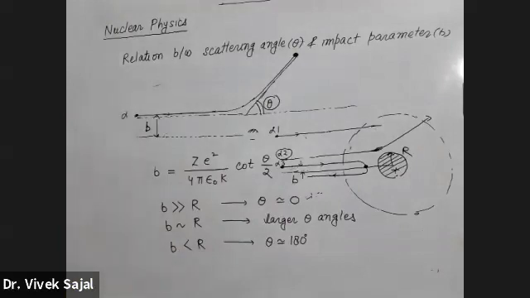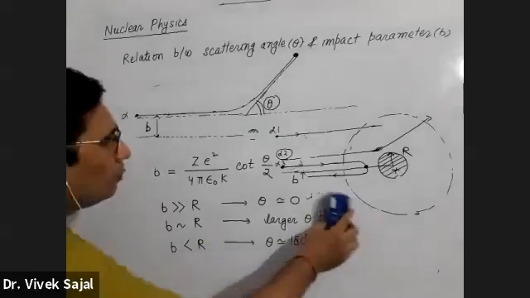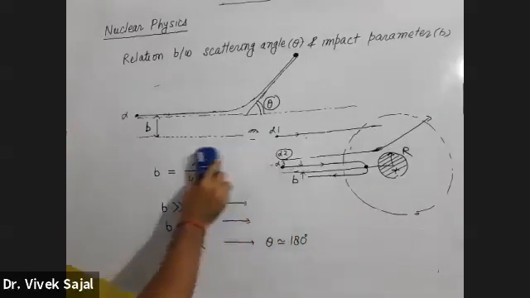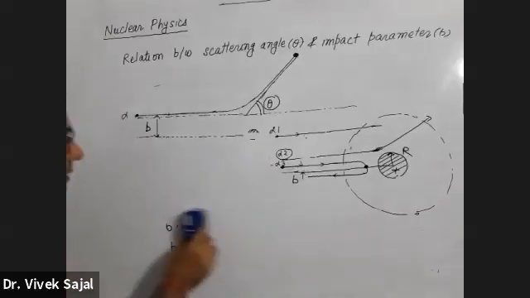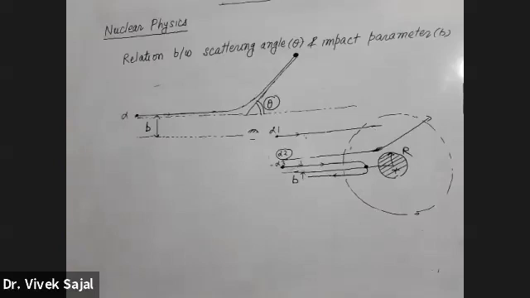So this is the third case, when B is less than R. We can use this third condition, B less than R, to calculate the distance of closest approach.